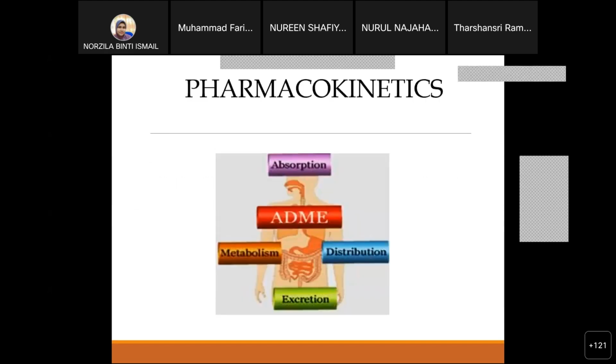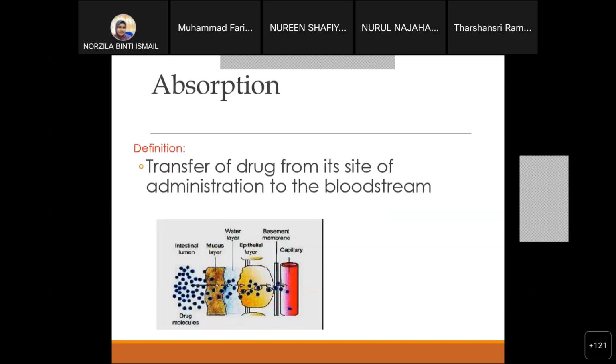These are the components of pharmacokinetics. Okay, the definition of absorption: it is the transfer of drug from its site of administration to the bloodstream. You see here the drug molecules need to travel through the mucous layer. This one is for oral drugs. The mucous layer of the stomach, and then the water layer, epithelial layer, basement membrane, and then to the capillary.